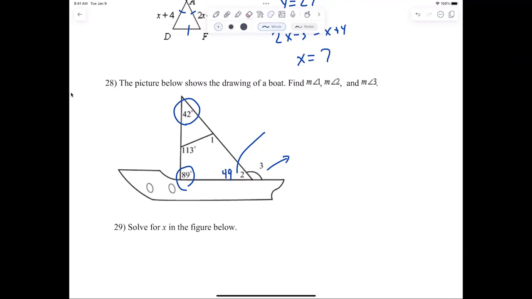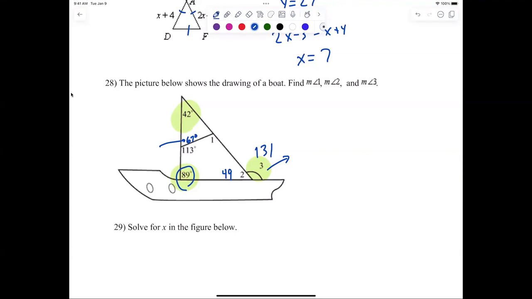Now, angle 3, you could also figure out that angle 3 was 42 plus 89. Is everybody with me on that? 42 plus 89 is that angle. That's the other way to think about it. And that was 131. Everybody's good with that? And if this is 113 degrees, then this angle right here is going to be what? 67 degrees, right?